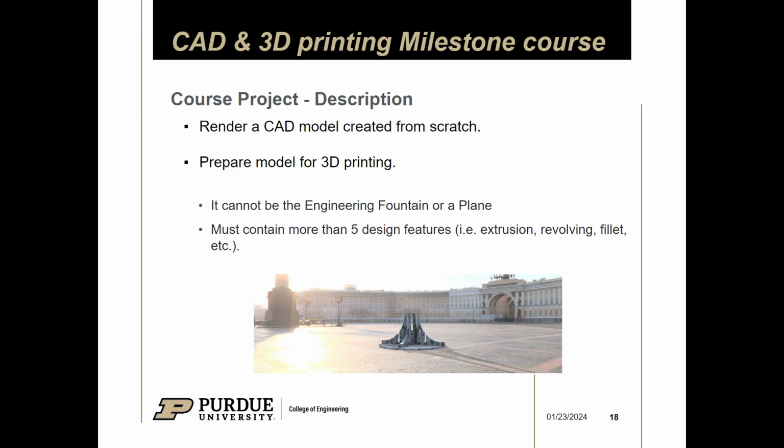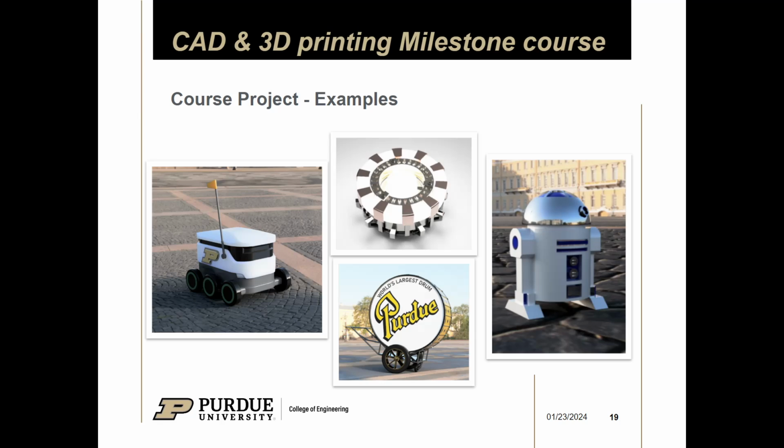But yeah, it cannot be the engineering fountain or a plane because those are assignments that we do in class. So yeah, don't do that. And then it must contain more than 5 design features, but we'll go over that as we go through the course. So yeah, here are some examples of some final projects from past students. These are some of the coolest ones that I really liked looking at. And yeah, it's pretty awesome to see them be able to do this. And that shows that all of you can do it as well.